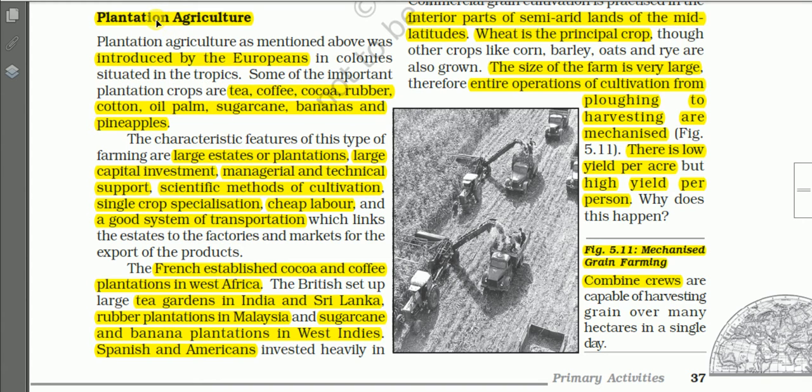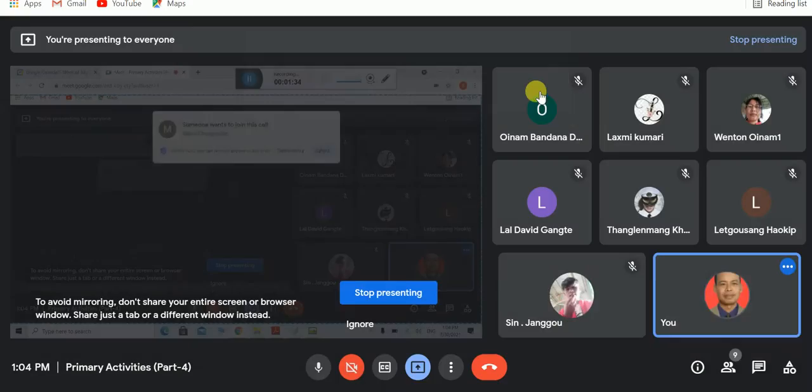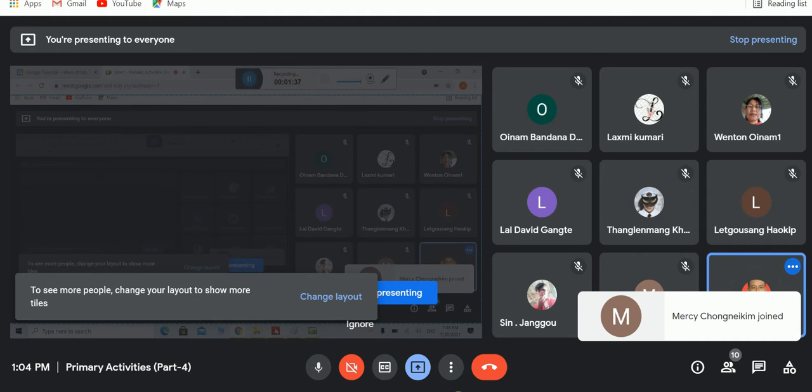So today, let us start with plantation agriculture. Plantation agriculture is related with the plantation of cash crops and other trees. Let us read. Plantation agriculture, as mentioned above, was introduced by the Europeans in colonies situated in the tropics. This type of agriculture was introduced by the European countries in their respective colonies, including India.